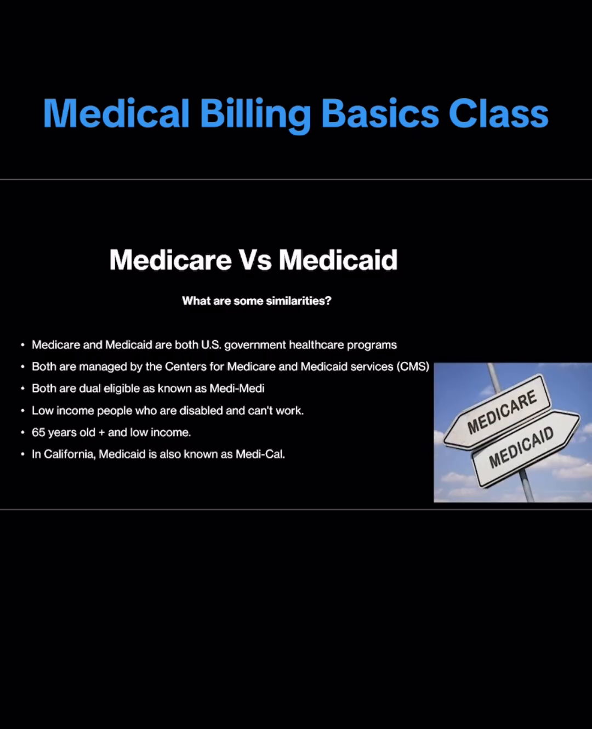So on the next slide, we're going to go over just a recap of the similarities, Medicare versus Medicaid, aka Medi-Cal. Medicare and Medicaid are both U.S. government healthcare programs, okay? Both are managed by the Centers for Medicare and Medicaid Services, aka CMS. You'll be seeing that around. Both can be dual eligible, known as Medi-Medi: low income people who are disabled and cannot work, 65 plus, and low income. And in California, Medicaid is also known as Medi-Cal, okay?